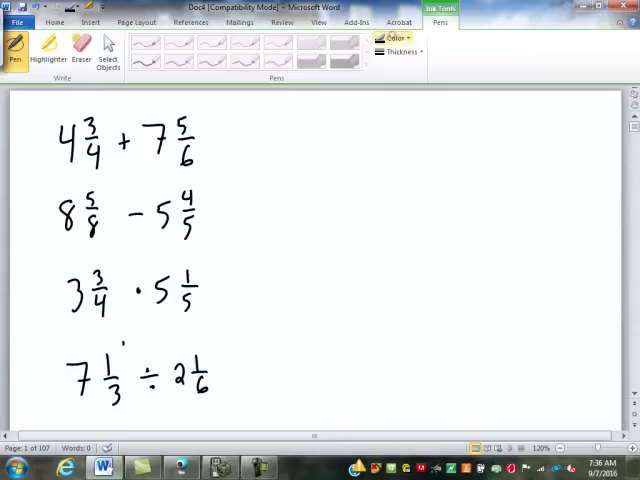Okay, so looking at the first one here. 4 3/4 plus 7 5/6. What do you get? 12 and 7/12. 12 and 7/12. Anybody get anything different? I did. Did you? Yeah.